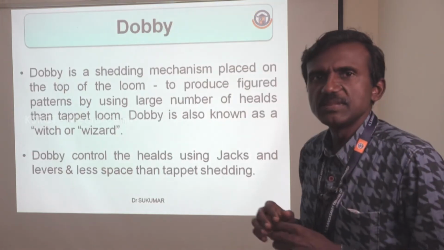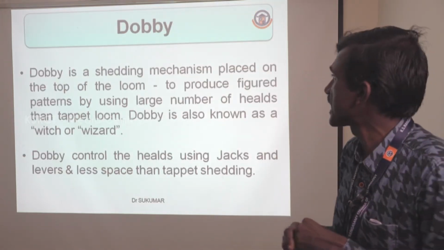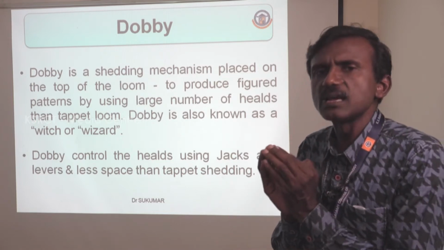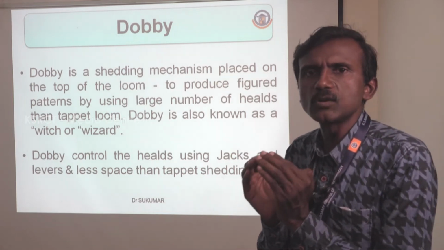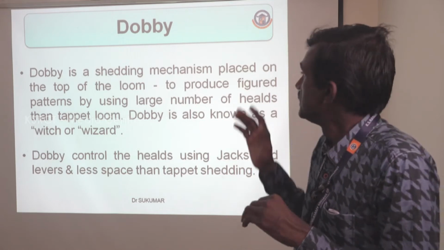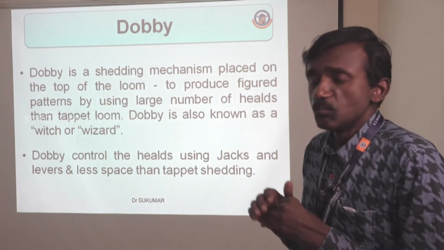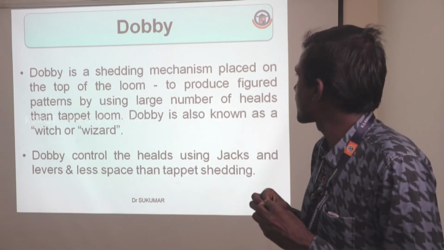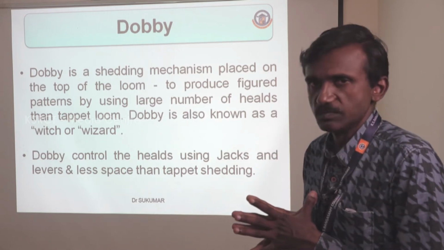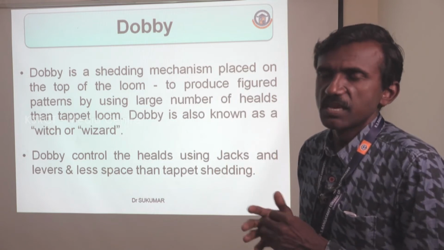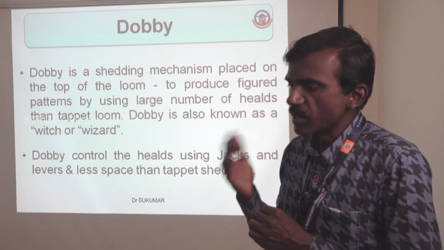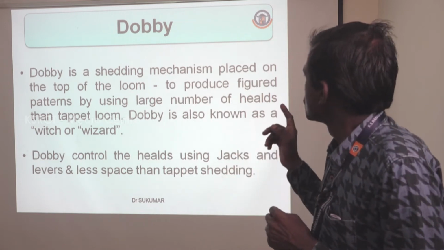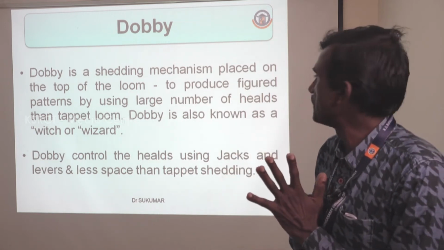The second mechanism is the Dobby shedding mechanism. When we go for smaller, more intricate designs to be incorporated into the woven fabrics, and need more heald shafts, the next mechanism is the Dobby. The Dobby shedding mechanism is placed on top of the loom normally in the case of power looms. In modernized looms, it is fixed at the side of the loom, to produce figured patterns on the fabrics.